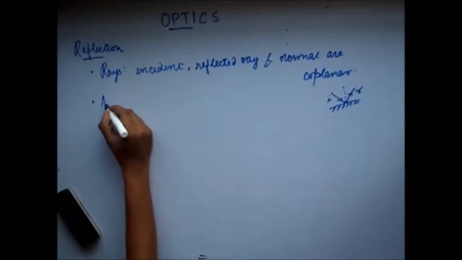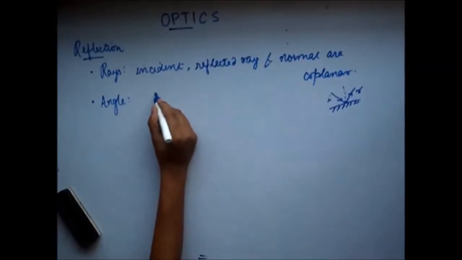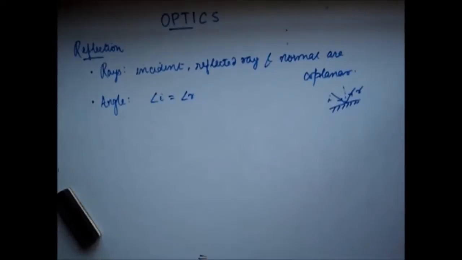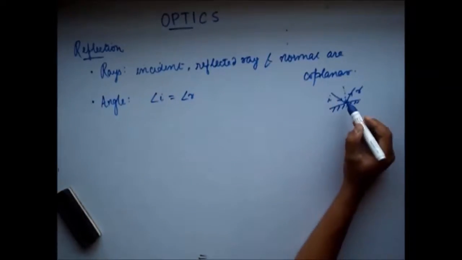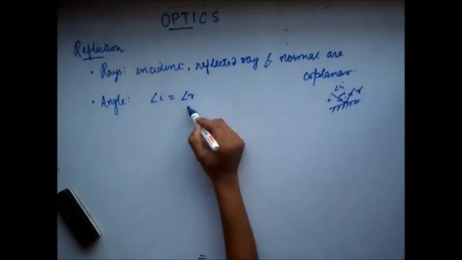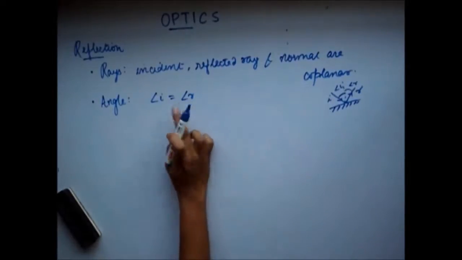The other point which we learned earlier was that in reflection the angle of incidence is equal to the angle of reflection. Angle of incidence is basically the angle which the incident ray makes with the normal. So this is my angle of incidence, and angle of reflection is the angle which the reflected ray makes with the normal. So this is my angle of reflection. So these two are equal.